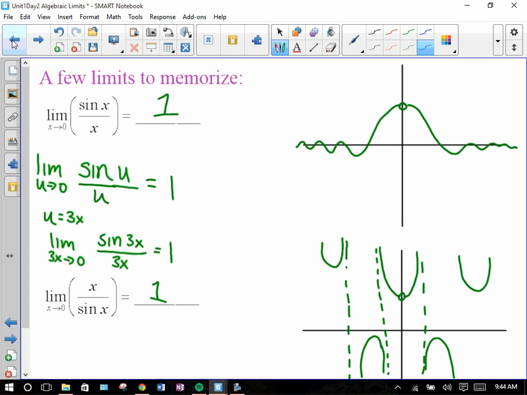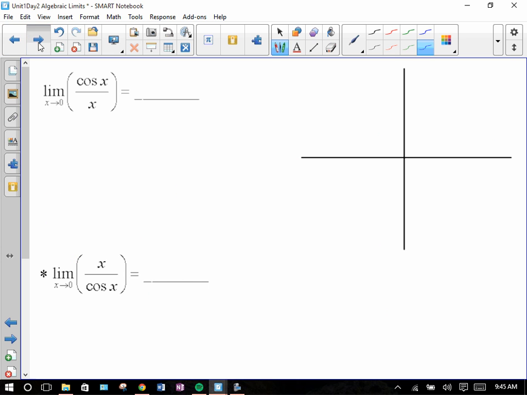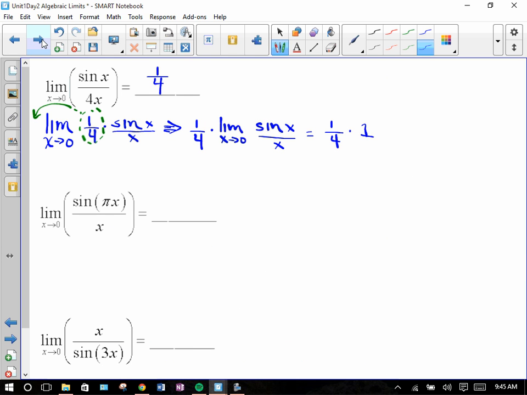that we can take sine x over x and rewrite it as sine u over u, where u is anything we want it to be. The only thing that needs to happen is u needs to be the same as u. So right here we said sine of 3x over 3x is equal to 1. Would sine of 3x over x be equal to 1? No, because u isn't the same. But as long as the u is the same, we're good.